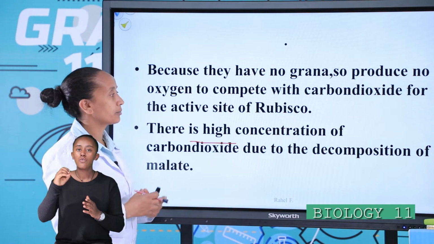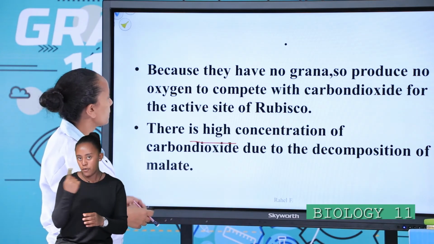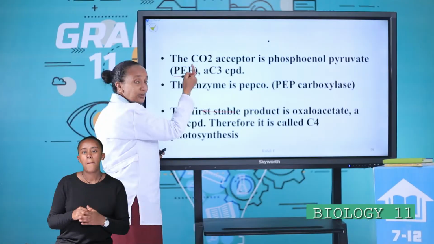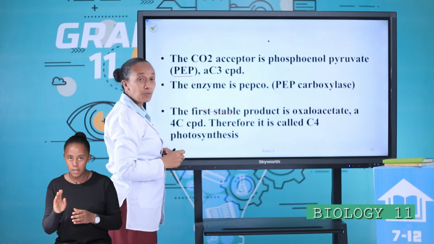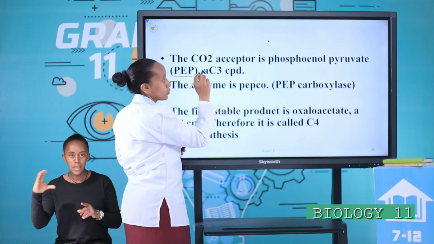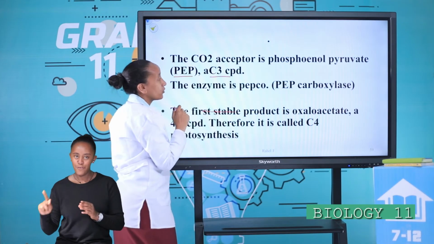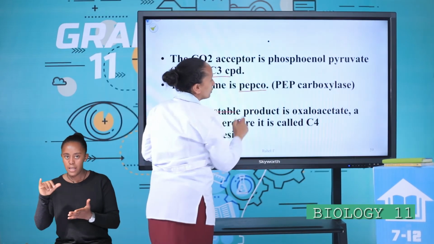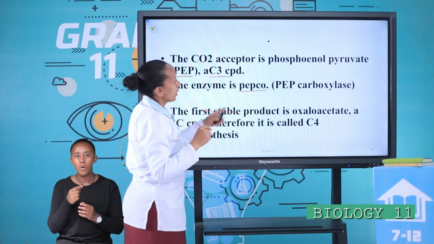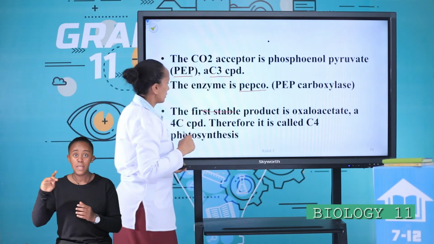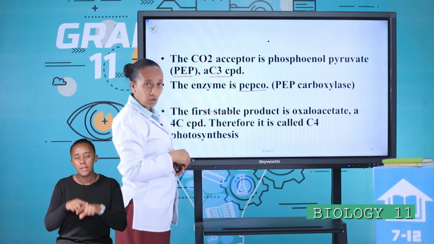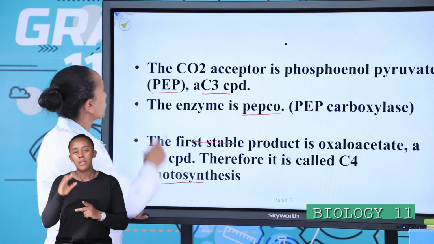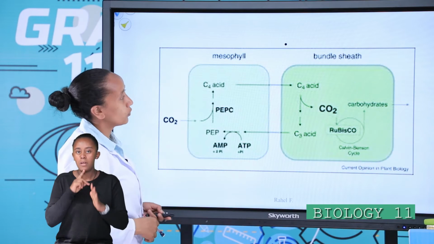This is one type of adaptation for such plants. The carbon dioxide acceptor is phosphoenol pyruvate, but in our previous case, the carbon dioxide acceptor is ribulose bisphosphate. This phosphoenol pyruvate is a 3-carbon compound. The enzyme that catalyzes the process is known as PEPCO, or PEP carboxylase. It's not Rubisco. The first stable product is oxaloacetate, a 4-carbon compound. Due to this, we call the process C4 photosynthesis.